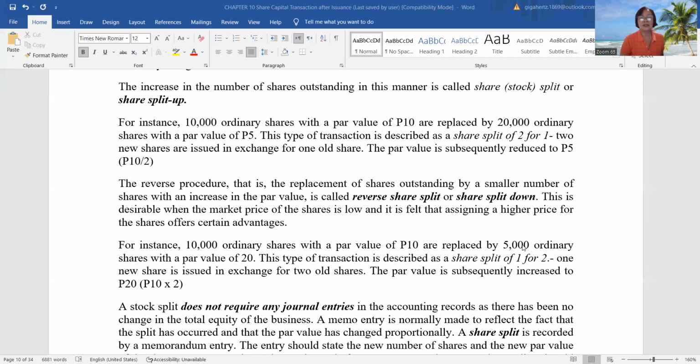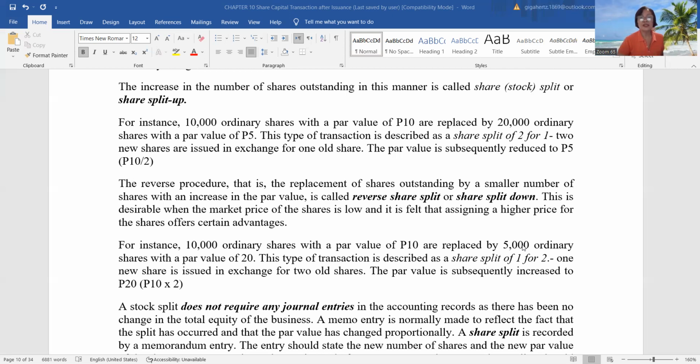For instance, 10,000 ordinary shares with a par value of 10 pesos are replaced by 5,000 ordinary shares with a par value of 20. So yung 10,000 magiging 5,000 na lang. Pero this time, hindi na 10 pesos ang par value niya. Kung hindi, 20 pesos na.